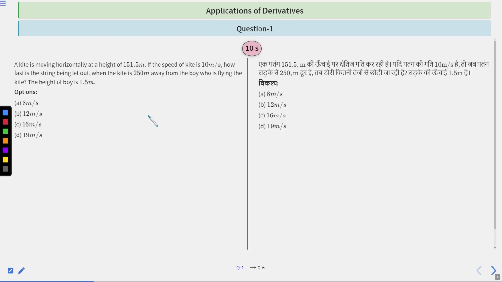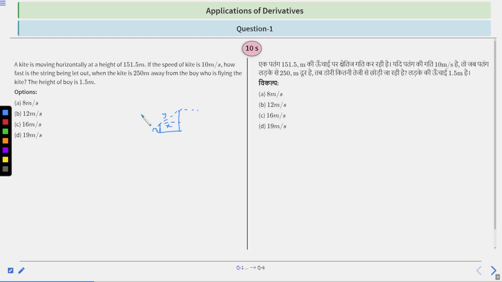We have to find basically dy by dt, right? If dx by dt is given, the speed of kite is 10 meter per second. Suppose this is the boy, this is the kite going on. Boy height is 1.5 meter. Suppose this is y, so we have to find dy by dt. And this is x, and dx by dt is given. The speed of kite is given.